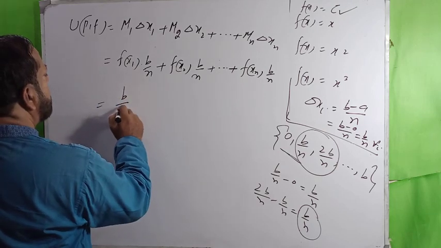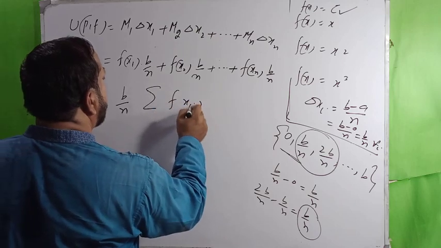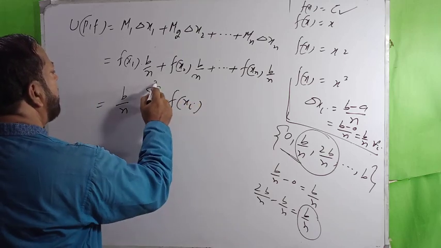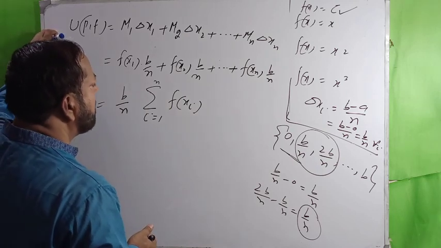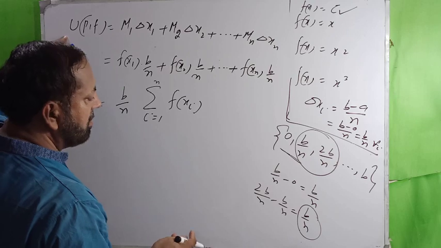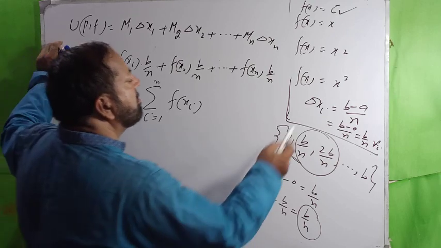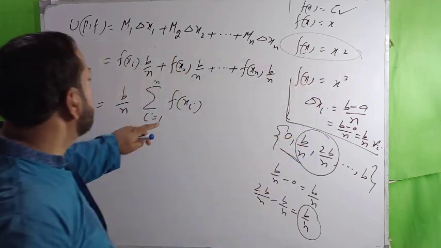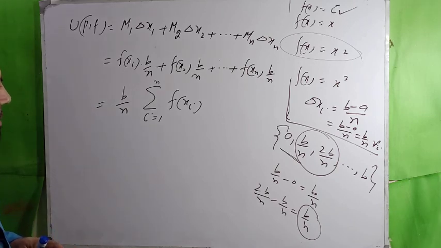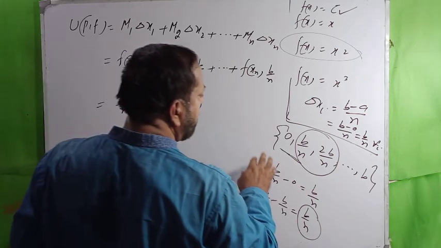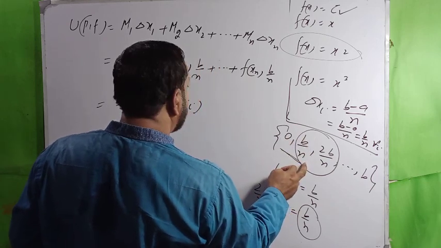b by n is constant, and inside you are getting f of xi. I will sum 1 to n. What is f of xi? Your function was x square. This was the function x square. So f(xi), the maximum value is at the right endpoint corresponding to this. So in first order, this is b square by n square.